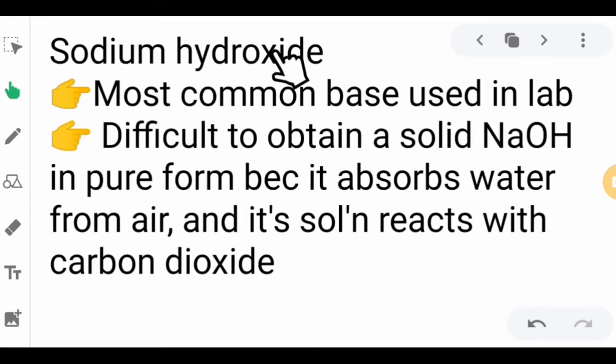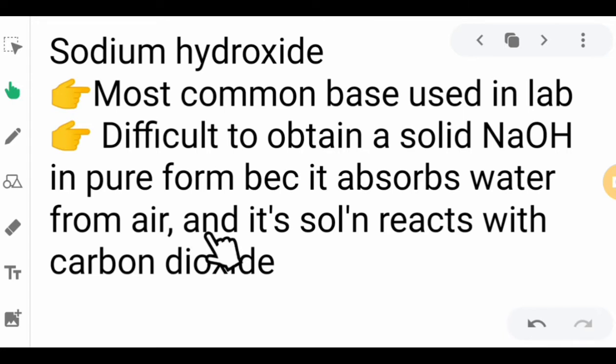Sodium hydroxide is the most common base used in a laboratory because it is cheap and easy to obtain and process. However, there is a difficulty in obtaining pure solid NaOH because it absorbs water from air, and its aqueous solution reacts with carbon dioxide.